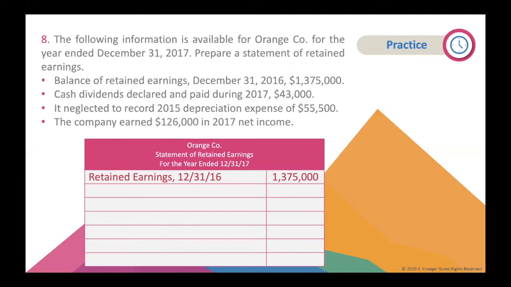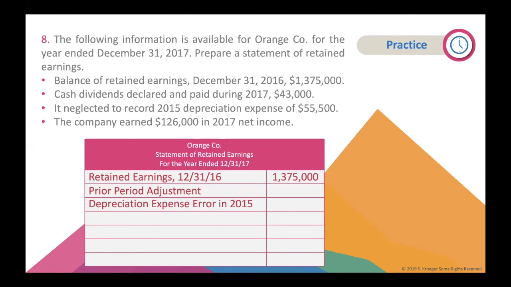This is the most complicated part. If there was an error that was not fixed, then technically this amount here is wrong. We label the next part prior period adjustment. What was the adjustment or error? It neglected to record 2015 depreciation expense of $55,500. Now, do we add or subtract this amount? Last year, we did not record an expense by mistake.